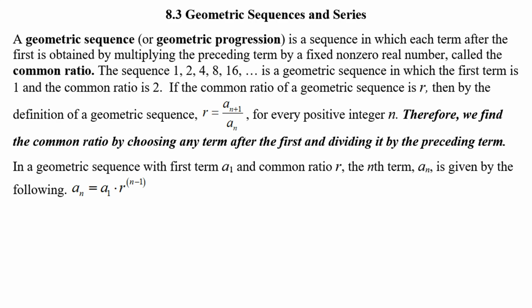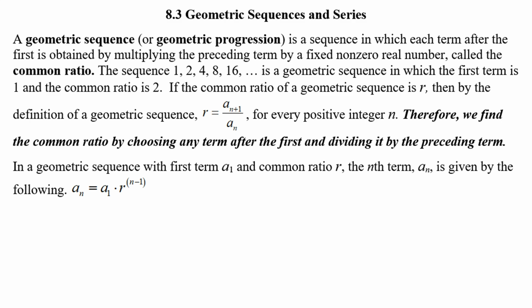If the common ratio of a geometric sequence is r, then by the definition of the geometric sequence, r is equal to a sub n plus 1 divided by a sub n. So you just divide any two consecutive terms, for every positive integer n. Therefore, we will find the common ratio by choosing any term after the first and dividing it by the preceding term. Easy, just take the second divided by the first.